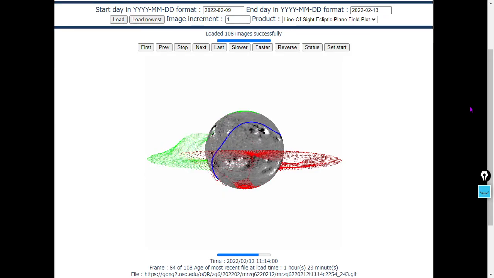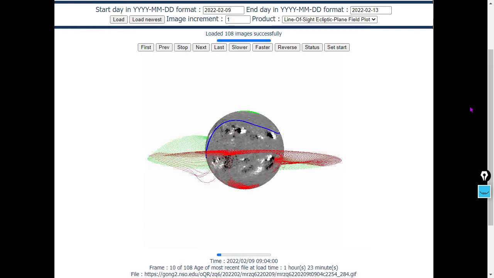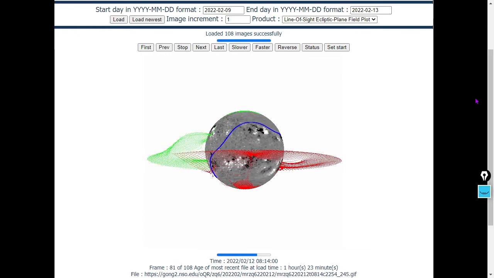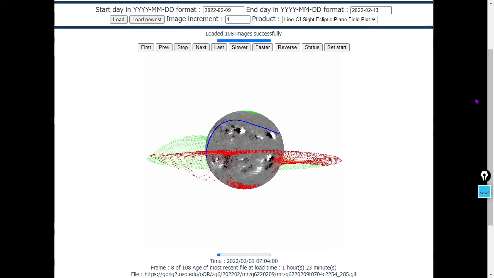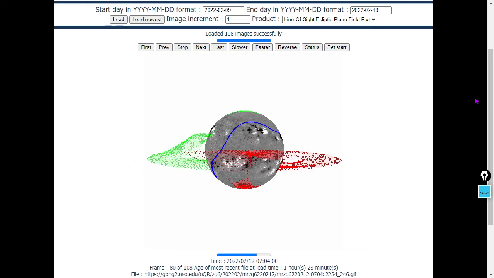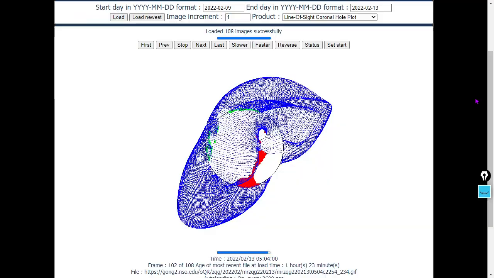Here's the line of sight view. It's basically the same as the top view ecliptic plane field plot, just from Earth's perspective instead of as if viewing the sun from above. Looking across the ecliptic plane, you can see that North Pole green colored current sheet headed this way.